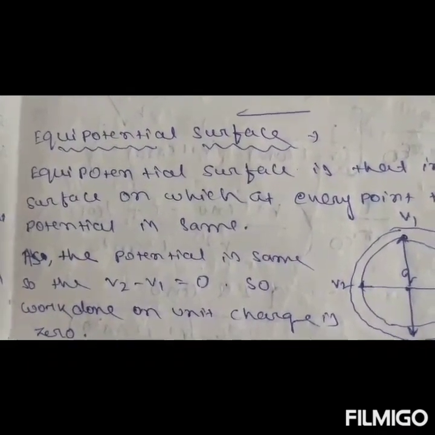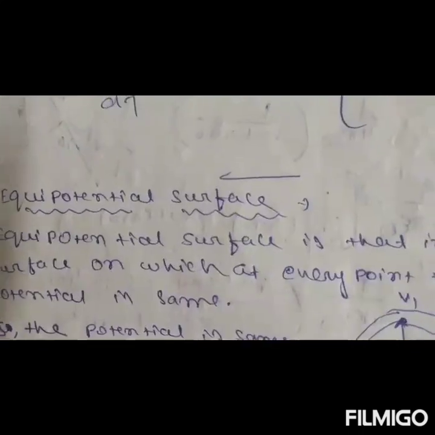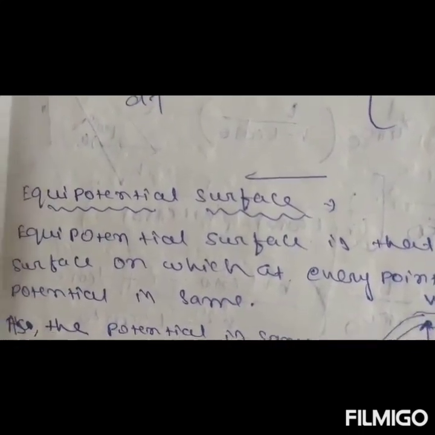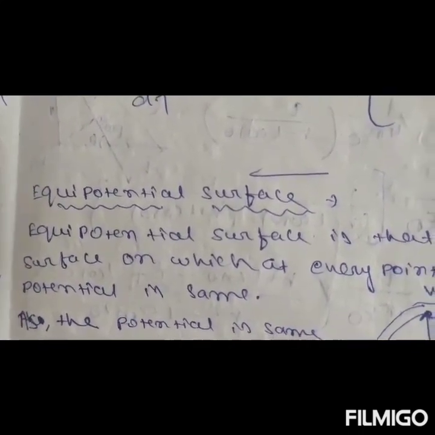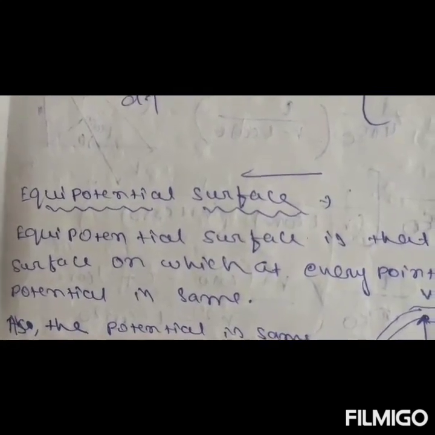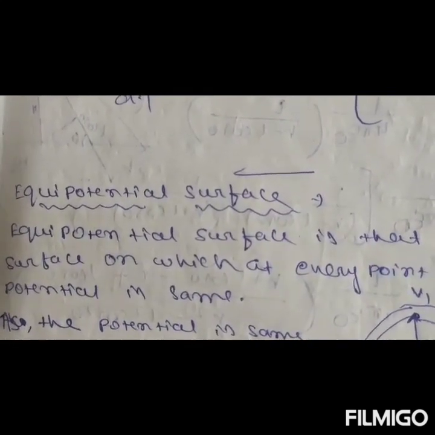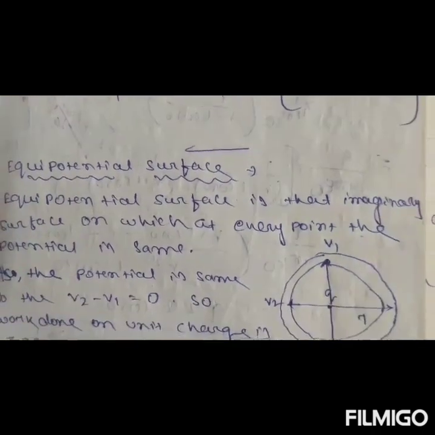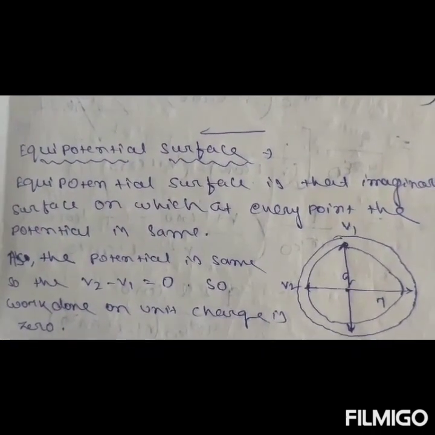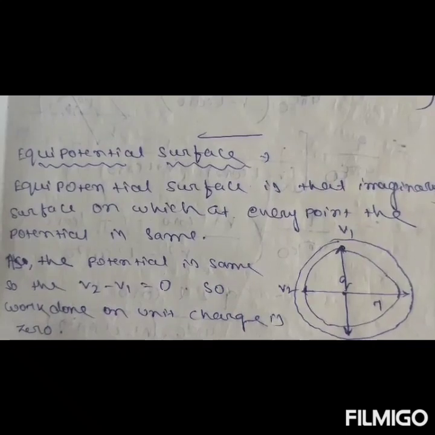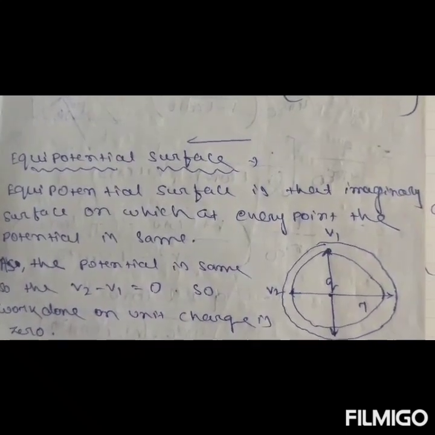Welcome students. Let us know what an equipotential surface is. So let us see the definition. An equipotential surface is that imaginary surface on which at every point the potential is the same.